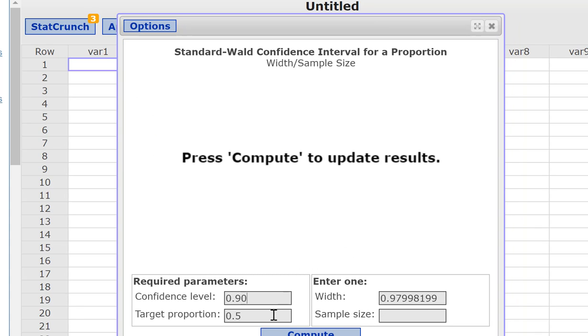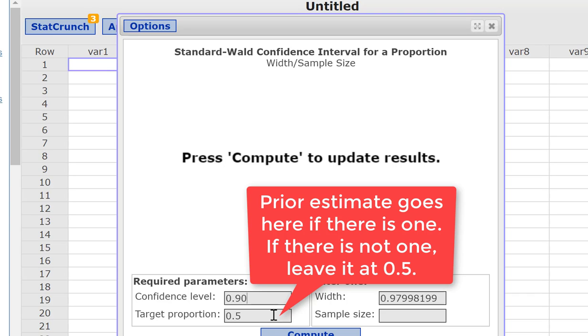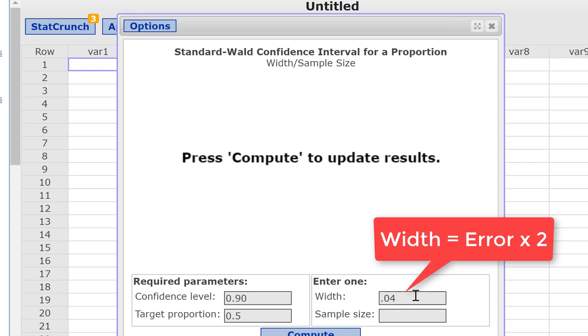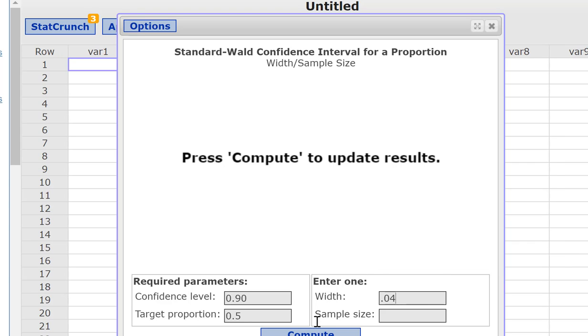Our target, since we don't know, we don't have a prior estimate, we're going to leave that at 0.5. If you do have a prior estimate, you just put the prior estimate in this target proportion. Okay. Our margin of error is 0.02. So the whole width of that is 0.04. That's a part I could see you missing. I could see me missing that. I don't use this tool a whole lot.